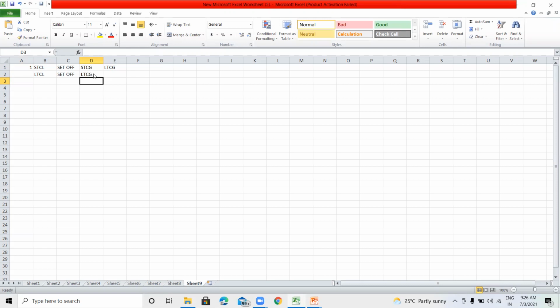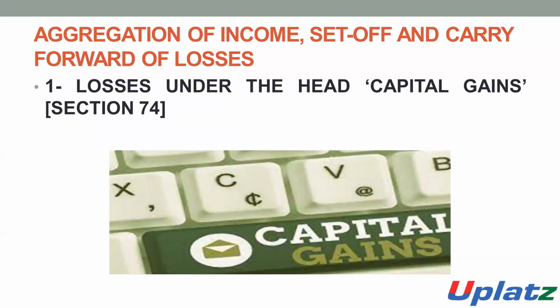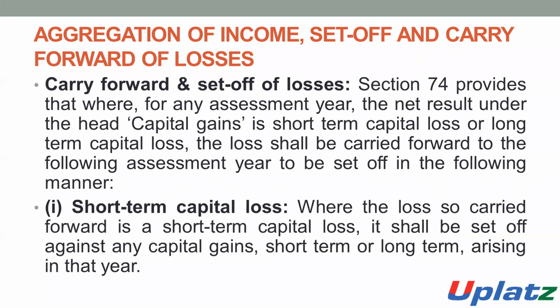So now we will start our discussion on losses under the head of capital gain. Carry forward and set off of the losses. Section 74 explains how we will carry forward and set off the losses when any loss arises under the head of capital gain. Under the head of capital gain, there may be short-term capital loss or long-term capital loss. There are two types of losses: number one, short-term capital loss, and number two, long-term capital loss.